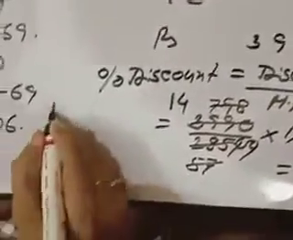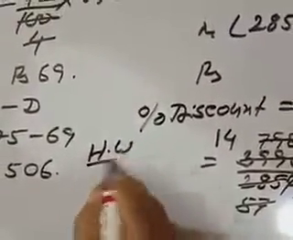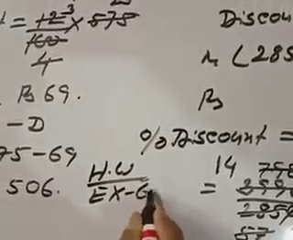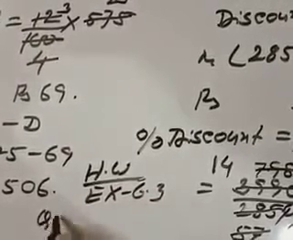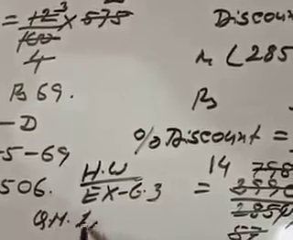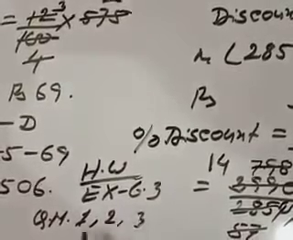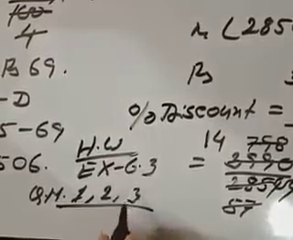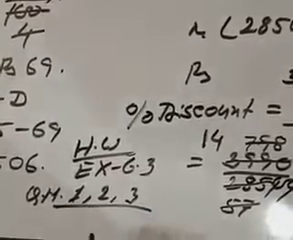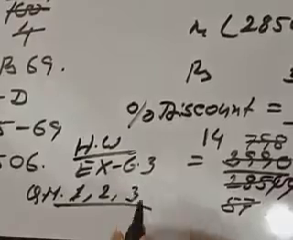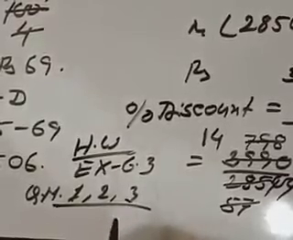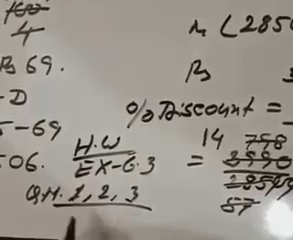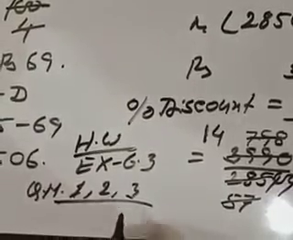So today your homework is to do exercise 6.3, question number 1, 2 and 3. Before solving these questions, go through the introduction of chapter 6.3 once. First read the introduction and try to understand what is mark price, selling price, and discount. After that you solve question number 1, 2 and 3.